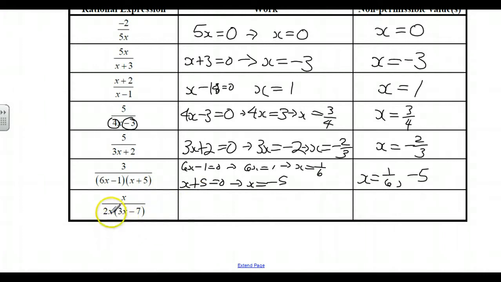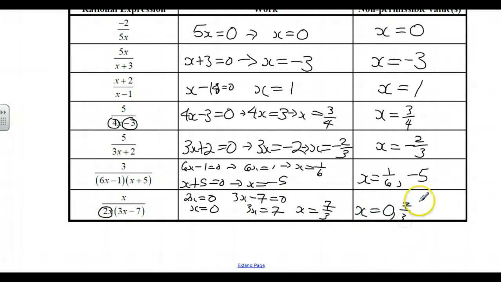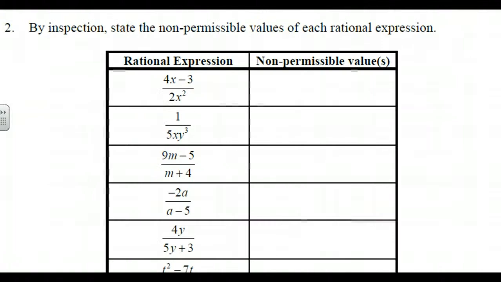2x. You're going to see this a lot, so watch out for this. When you see an expression like this, it means that 2x is equal to 0, so x equals 0, or 3x minus 7 equals 0. 3x is 7, and x is 7/3. So the non-permissible values are when x is 0 or 7/3, right? Expressed as an improper fraction. Never, ever, ever a decimal, and don't do it as a mixed number.